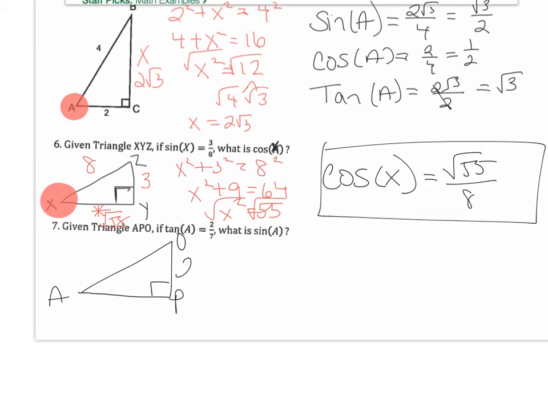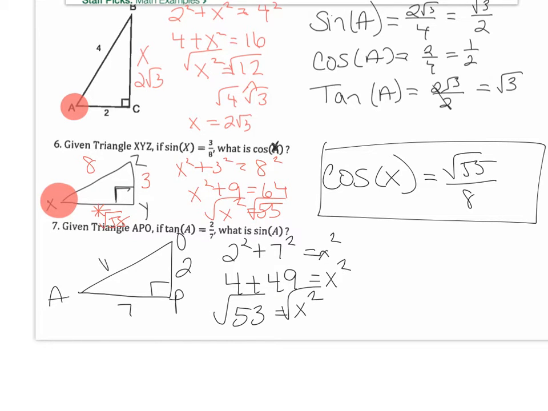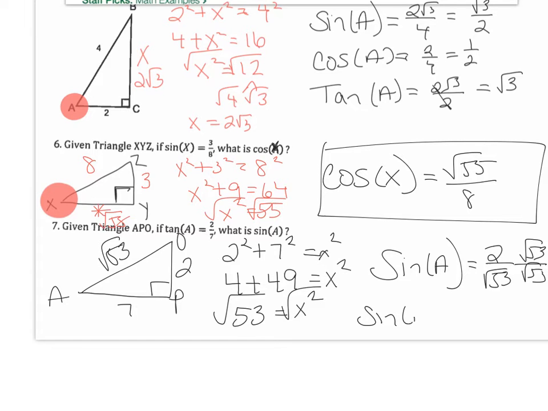So APO, tangent is opposite over adjacent. So I have 2 squared plus 7 squared equals x squared. 4 plus 49 equals x squared. I have 53 equals x squared, square root. So sine of A is 2 over the square root of 53. If I leave my answer like this, I'm losing points because I have to rationalize the denominator. So sine of A equals 2 square root of 53 over 53.